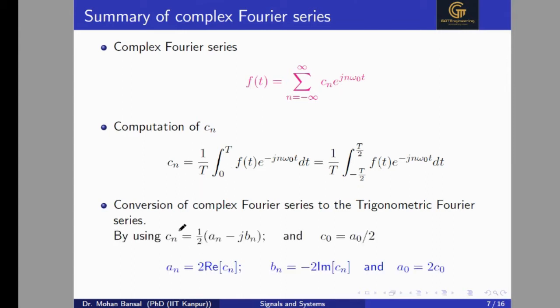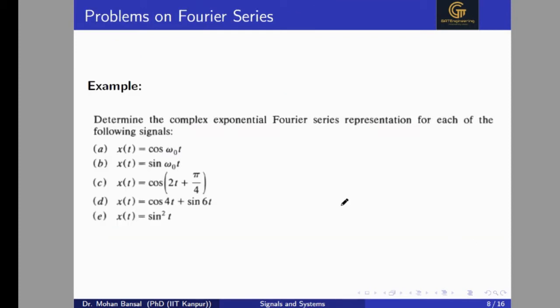So we can find an by twice the real part of cn, and bn is equal to minus twice the imaginary part of cn, and a0 will be twice c0, that we have already seen. Now, we will solve some problems based on this property and technique, that is the complex exponential Fourier series. We will find out how we can represent any signal in the complex exponential Fourier series.